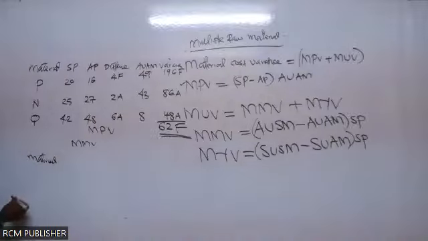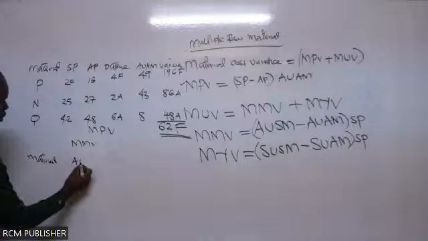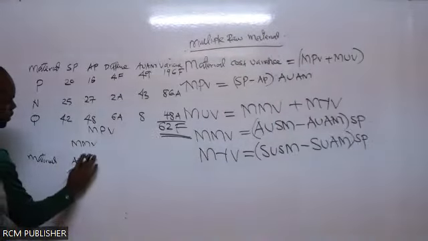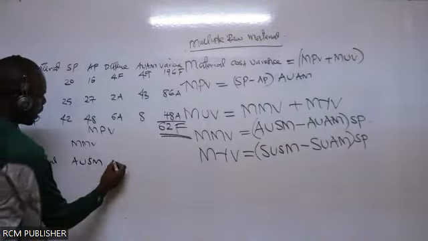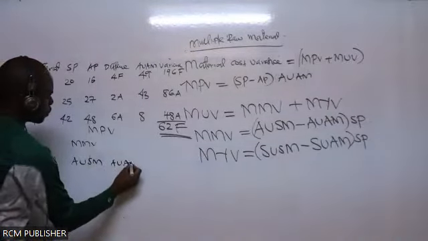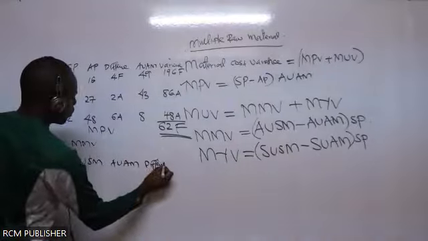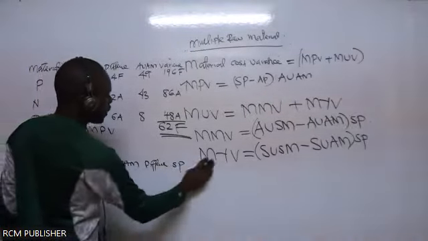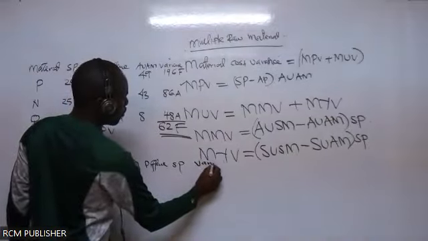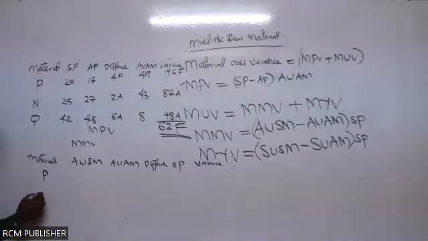We have material. We have actual usage in standard mix, then actual usage in actual mix. Then I'm going to have the difference. Then what do I do? I multiply by the standard price, and then I get my variance.